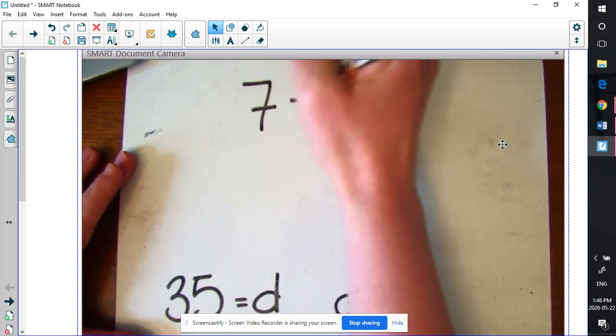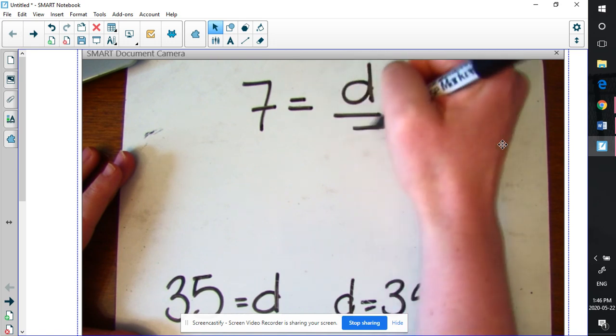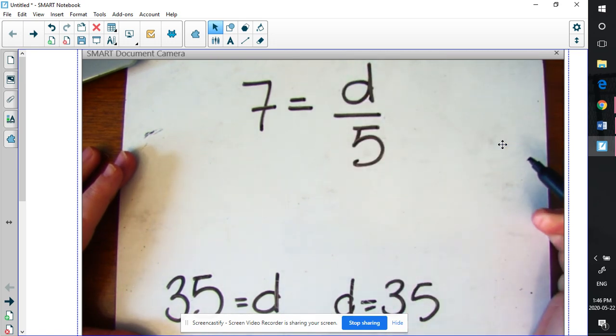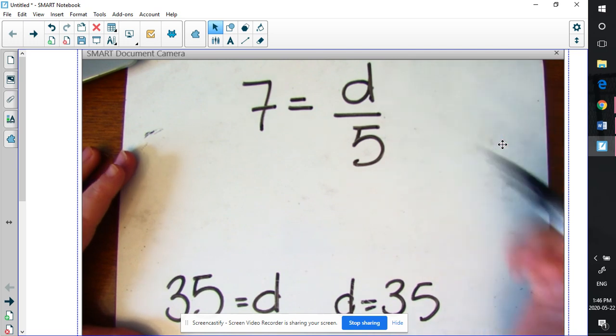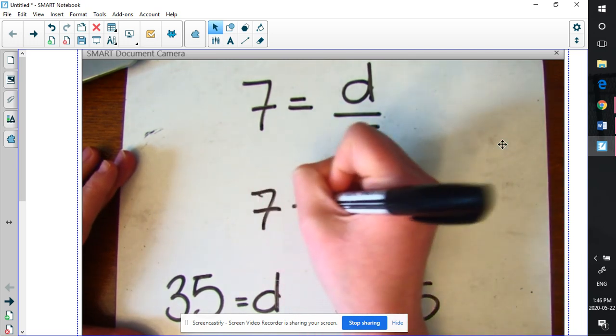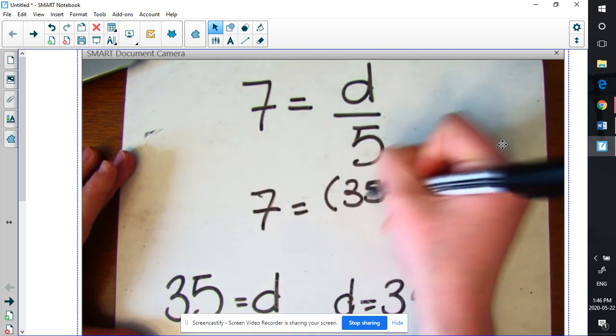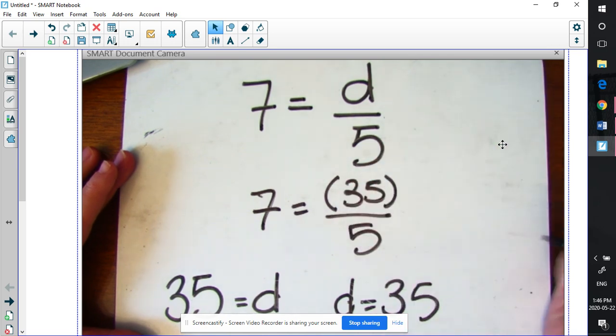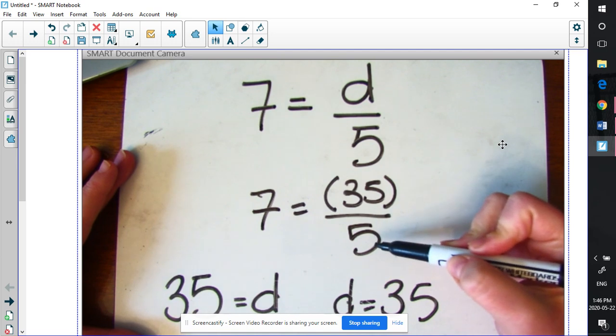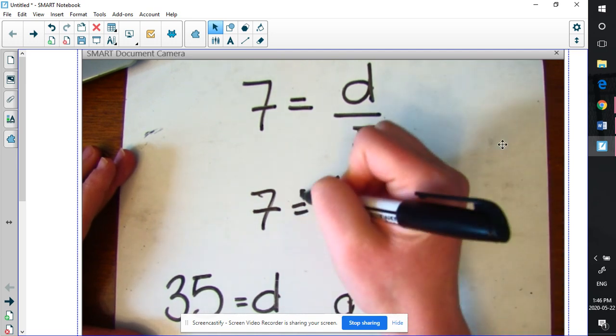Now let's double check our work. So I'm going to write the original equation again. And I'm going to substitute my answer in for my variable. So I'm going to write 7 equals, and then in brackets, 35 divided by 5. Now you can take out your calculator if you need to and check. What is 35 divided by 5? Well, it's 7, so that means this is right.